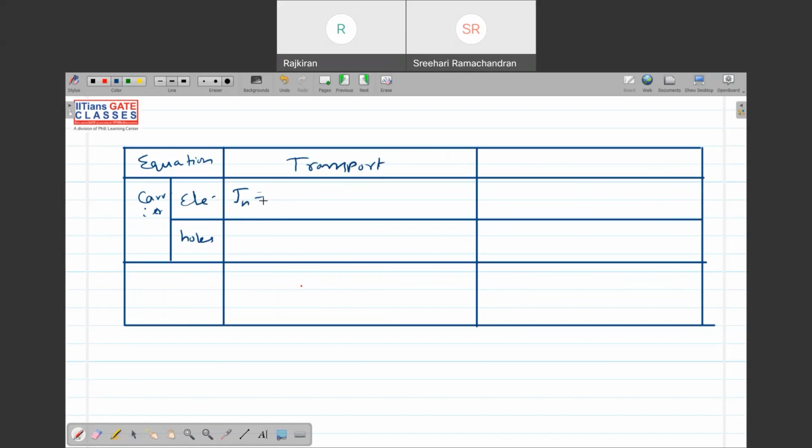So we have seen this. The transport equation is nothing but q n mu_n into electric field plus q D_n dn/dx. This is the drift current plus diffusion current, right? This you have seen. Well, for holes, what is that? It is equal to q, hole concentration, into mobility of holes, into electric field, minus q D_p dp/dx.